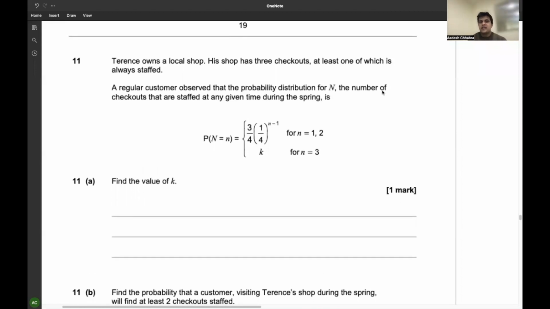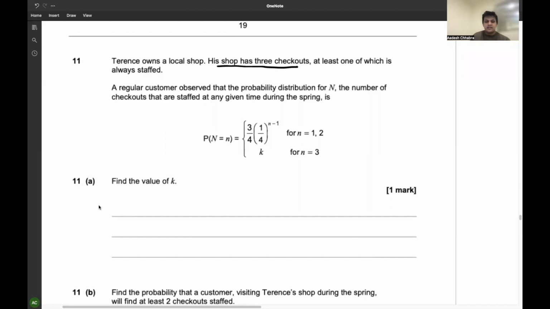So in question 11, Terence owns a local shop. His shop has 3 checkouts, at least one of which is always staffed. Now, a regular customer has observed that the probability distribution for N, i.e. the number of checkouts that are staffed at any given time during the spring, is as follows, where the probability that 1 checkout is staffed or 2 checkouts is staffed is given by this function, and the probability that all 3 are staffed is given by K.